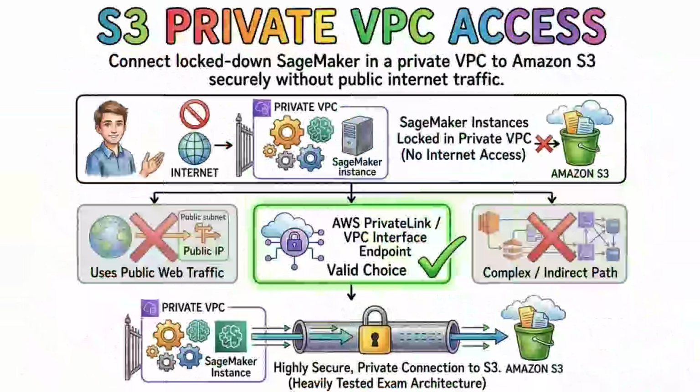However, if your SageMaker instances are locked securely inside a private VPC with absolutely no internet access, they naturally cannot reach Amazon S3 to download the raw training data. To solve this critical networking problem safely, you must utilize AWS PrivateLink to create a highly secure VPC endpoint directly to Amazon S3. A VPC endpoint acts as a private, invisible tunnel that connects your locked-down network directly to S3 without ever sending a single packet of data over the public internet. This specific combination of private subnets and secure VPC endpoints is one of the most heavily tested, universally required security architectures on the entire certification exam.